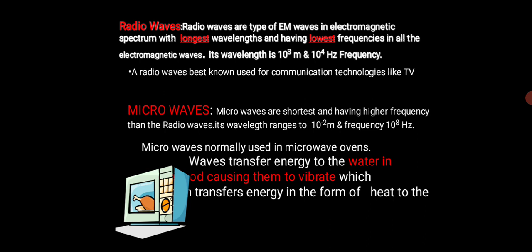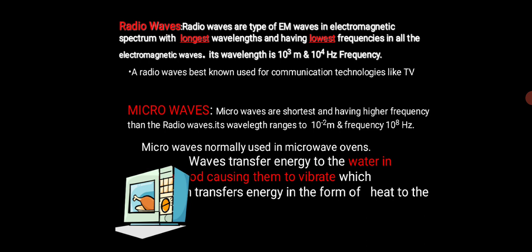Radio waves. Radio waves are a type of electromagnetic wave in the electromagnetic spectrum with the longest wavelength and the lowest frequency of all the electromagnetic waves. Its wavelength is 10^3 meter and 10^4 hertz frequency. A radio wave's best known use is for communication technologies like TV.